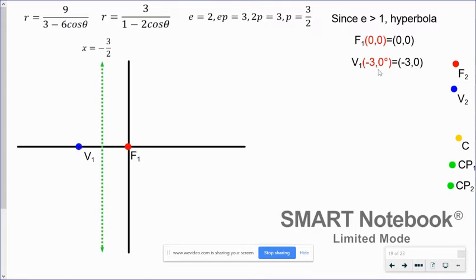Well, I'd find my other vertex by plugging in 180 degrees. Cosine of 180 degrees is -1. 1 minus 2 times -1 ends up being 3. 3 divided by 3 is 1. So my other vertex is located at 1 comma 180 degrees.